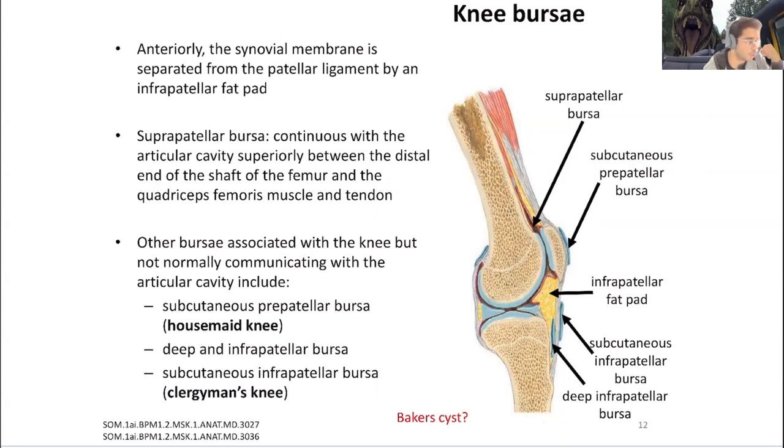The housemaid spends a whole bunch of time on the floor trying to clean, mop the floor. And that's associated with the subcutaneous prepatellar bursa, right? That's associated with the fact that you're leaning over and scrubbing the floor. That's right here, right? Versus the clergyman, it's the infrapatellar, right? Think of you going to church, praying at the altar. Think about the way your knee is located and how much pressure you're putting on it in terms of weight bearing, okay?